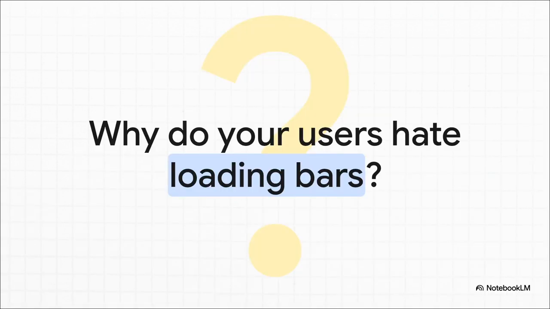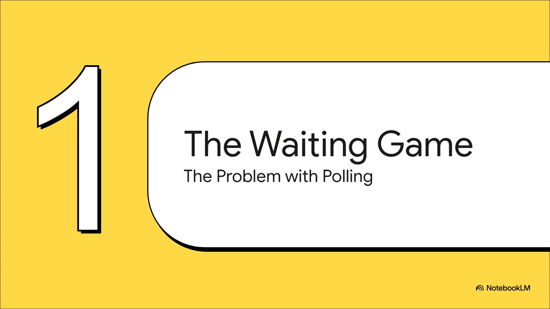So, let's paint a picture. I'm sure you've been there. Your user clicks a button, maybe to generate a big report, and what do they get? A spinner. Just a spinning icon. Is it working? Did it crash? Who knows? It's super frustrating, right? Yeah, that's what we call the waiting game.